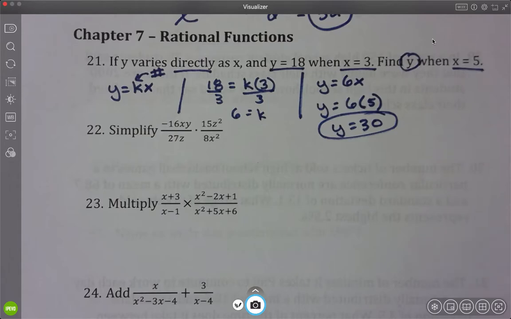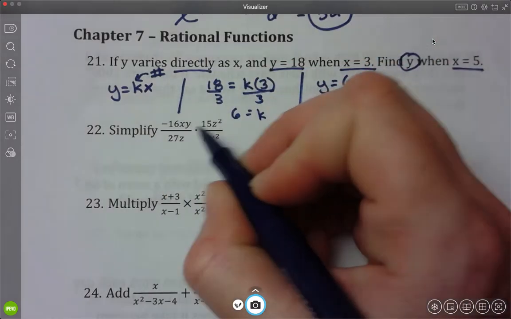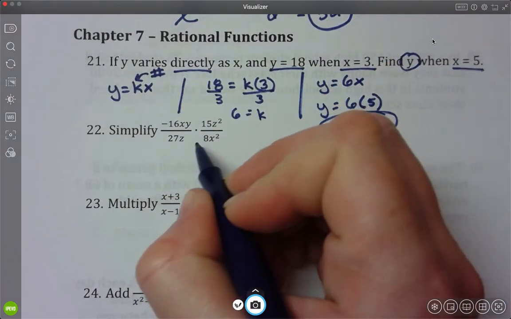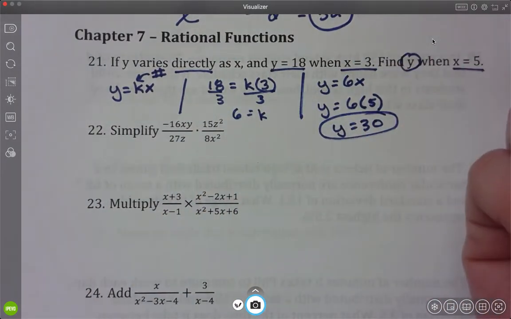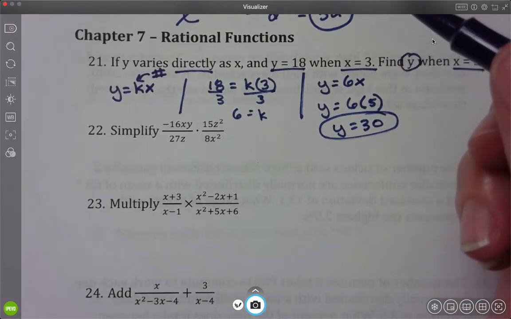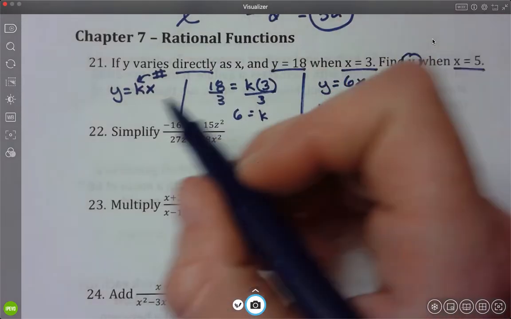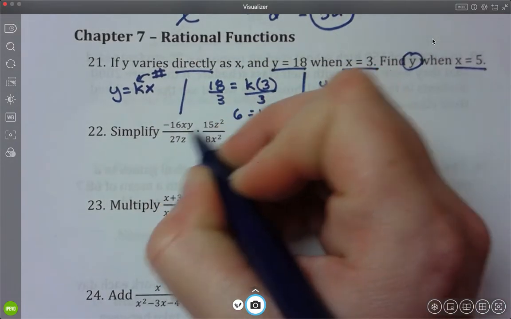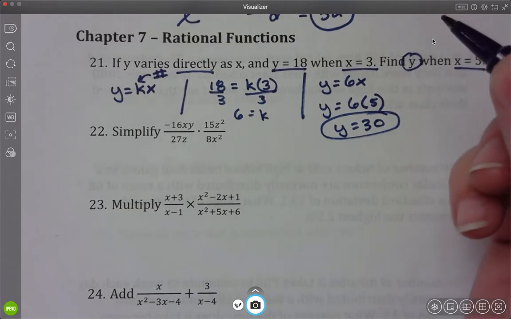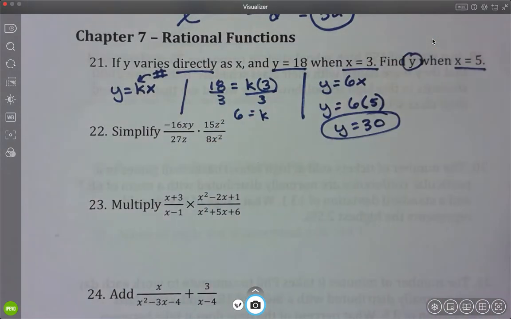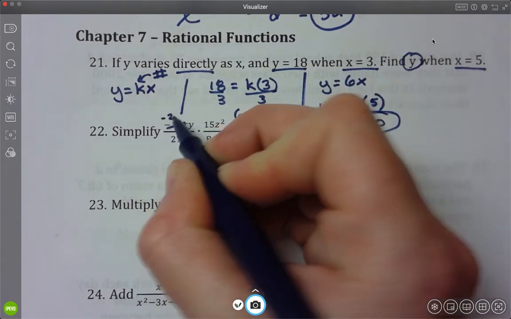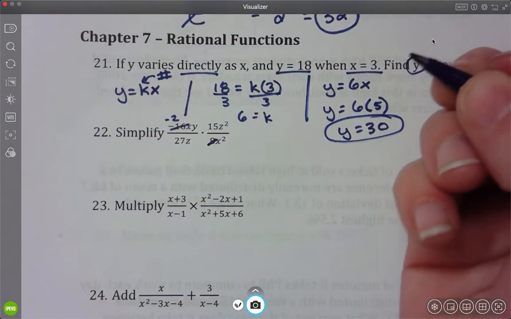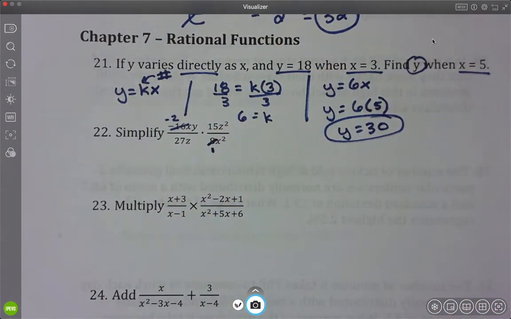On number 22, we have things that we're multiplying together. So we usually just multiply straight across the tops and the bottoms, but we can cancel things that will cancel out. What I'm going to first start with doing is the numbers. I have negative 16, 15, 27, and 8. Let's start there, and let's see how we can reduce those. So the first thing that I see is negative 16 and 8. I can reduce both of them by 8. If I divide by 8, negative 16 divided by 8 is negative 2, and this 8 will become a 1, okay?